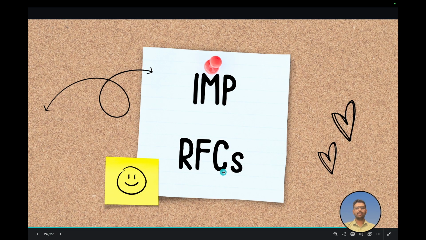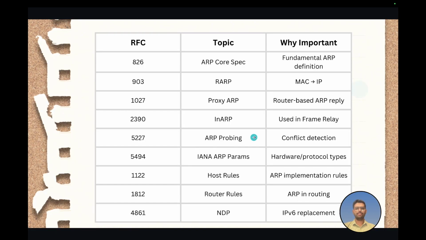And coming to the important RFCs, I have just listed a few RFCs for the ARP protocol and why they're important. You can go through them on the internet and search for these RFCs, because I will not go through each and every change, as the changes are very large. So yeah, that's it for this video. I hope you have got the idea about the packet format for the ARP protocol.